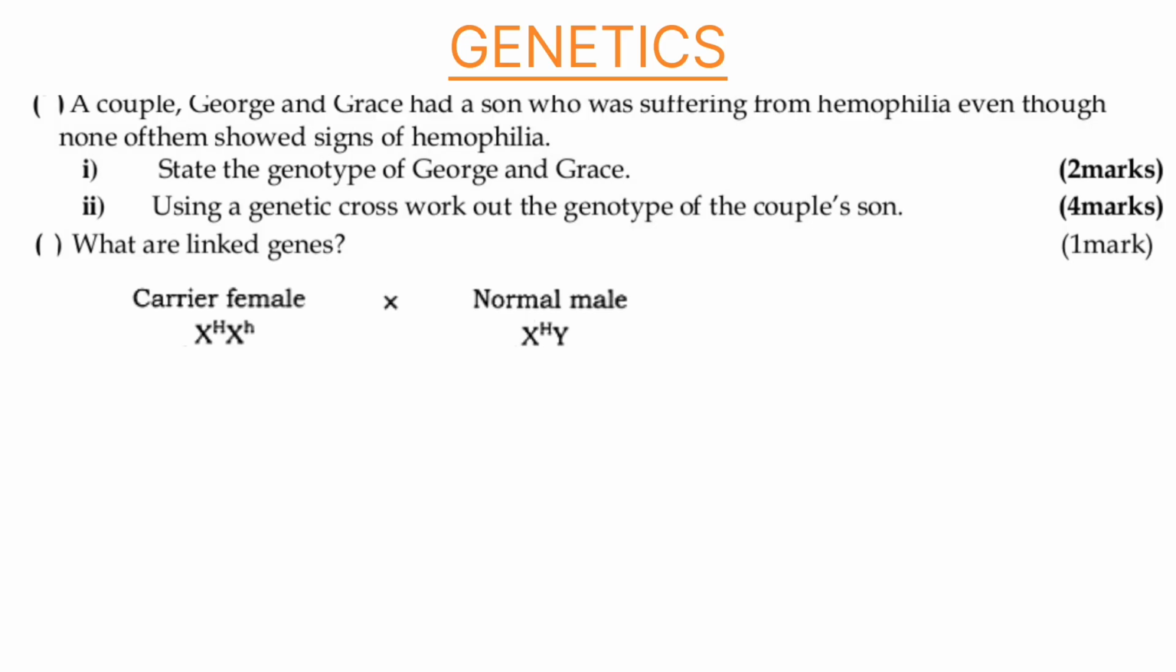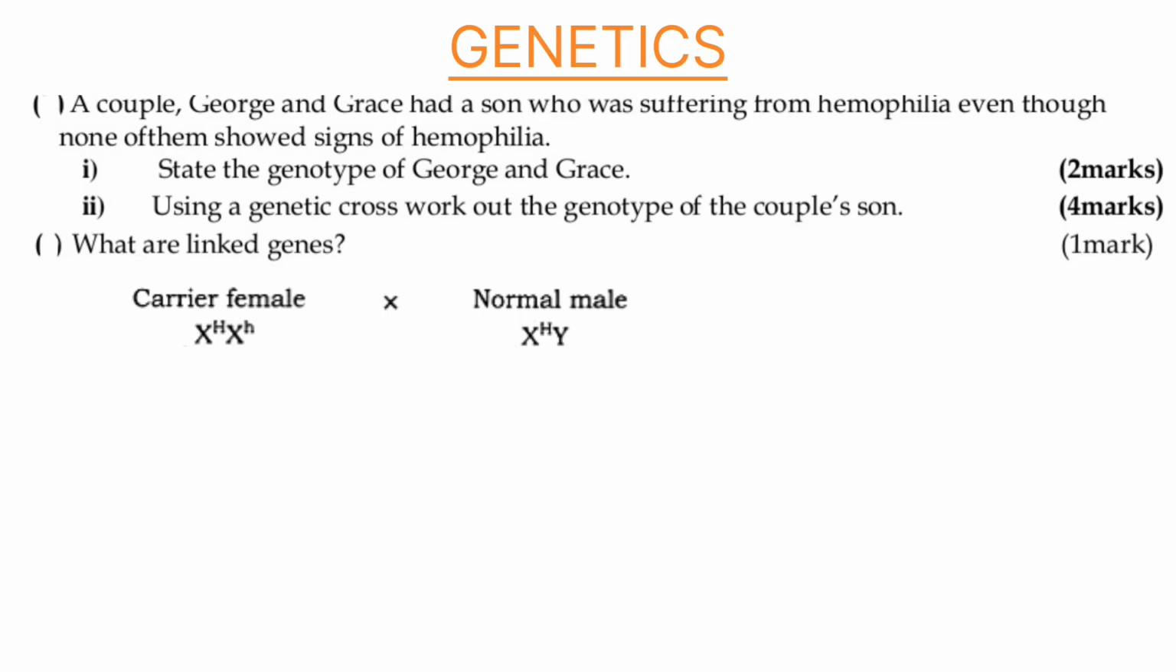Grace, on the other hand, is also said to be normal. But we are being told that the son is hemophiliac, so he must have inherited that allele from somewhere, and that somewhere is the mother. So that makes her a carrier. So she does not show signs of hemophilia, but has passed on the hemophiliac allele to her son. So that is going to be her genotype. She will have 1 normal allele and 1 hemophiliac allele.